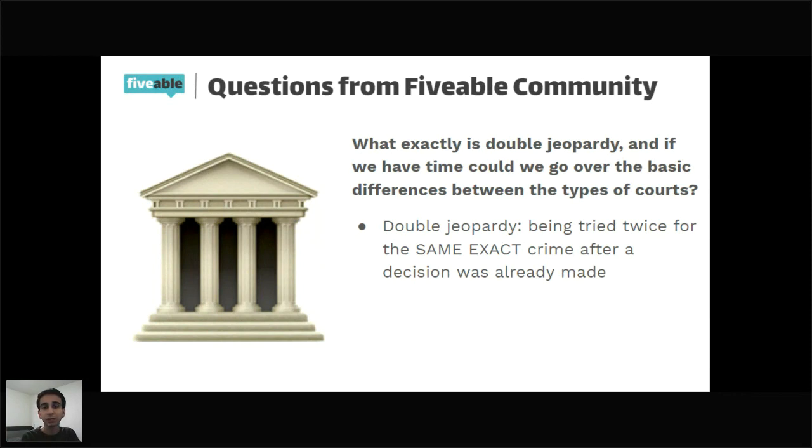So double jeopardy is basically being tried twice for the exact same crime after a decision was already made. So let's say somebody committed murder for person A. They can't be charged again for the murder of person A. So if they were acquitted and then later new evidence comes up that shows they actually did murder that person, you can't go back and change that ruling. Now, let's say they murdered person A and then they were acquitted, and then they now murder person B. Obviously, yes, they can be tried for that second murder. That decision just can't be reversed if new evidence occurs, if that makes sense.